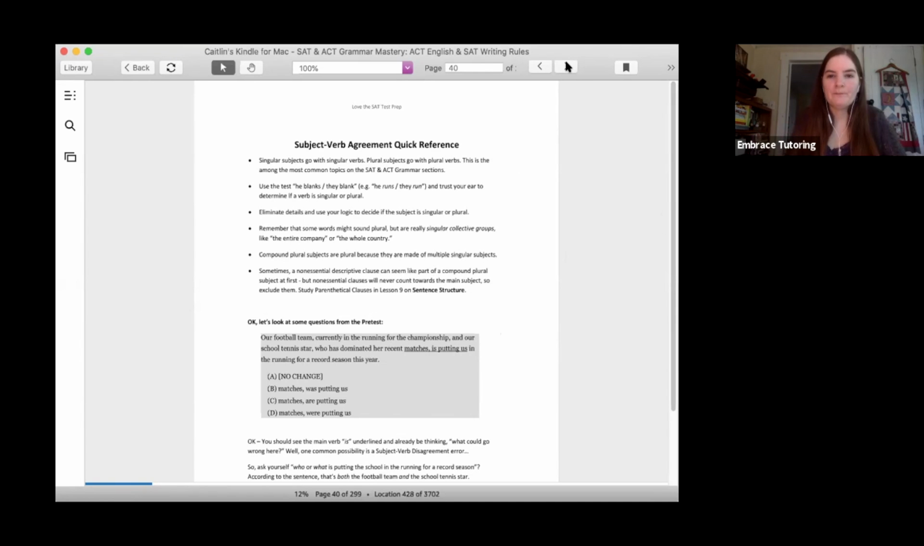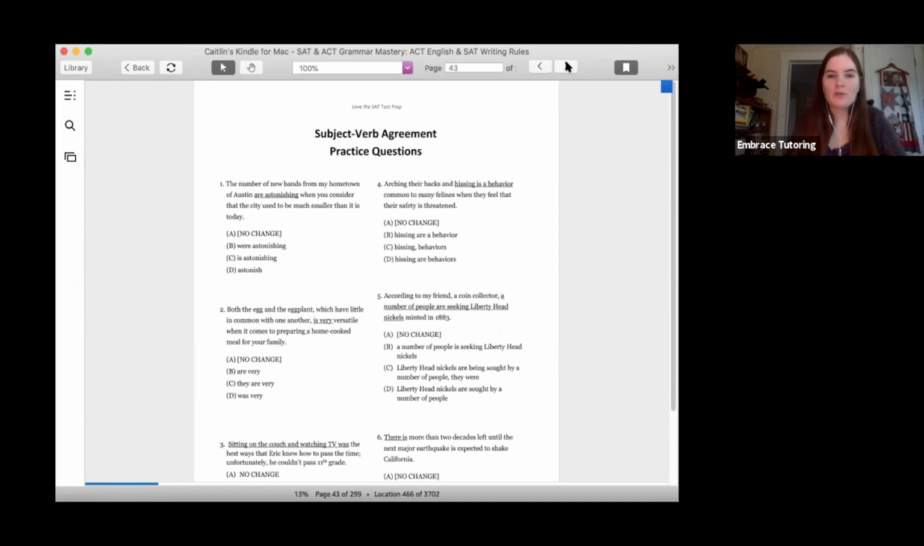All right, moving on. I did want to look at one more example, because we did do a little bit last week, but I want us to move on to other grammar concepts. So let's look at number 4. "Arching their backs and hissing is a behavior common to many felines when they feel that their safety is threatened."